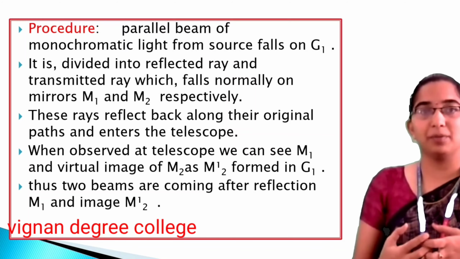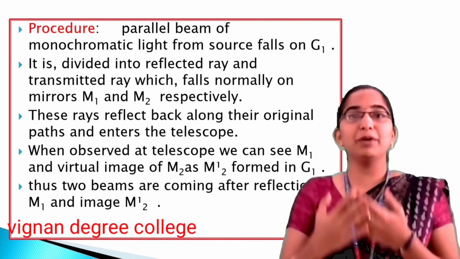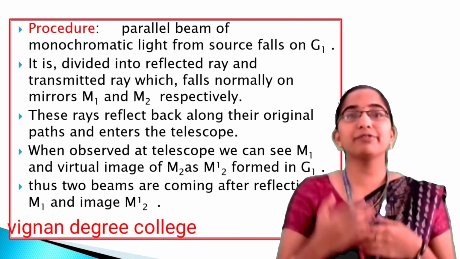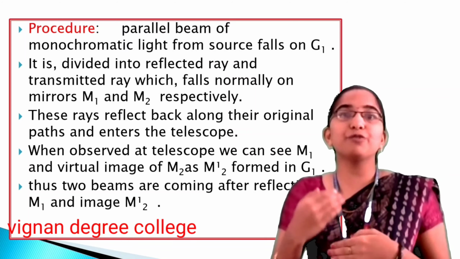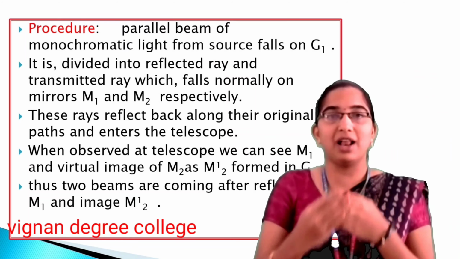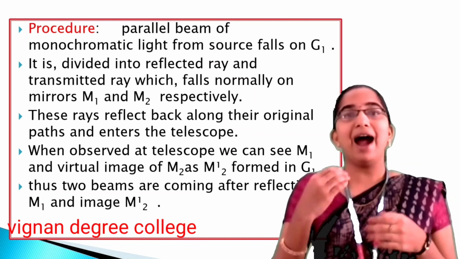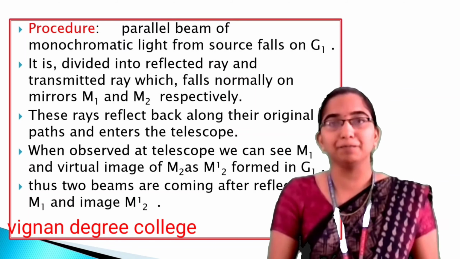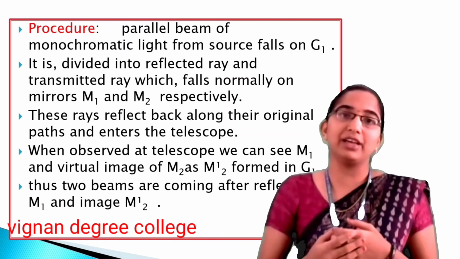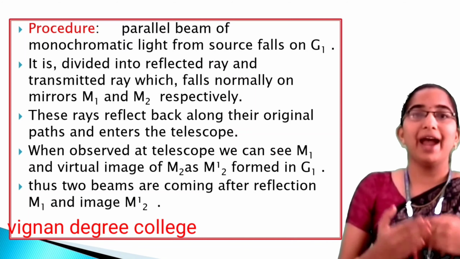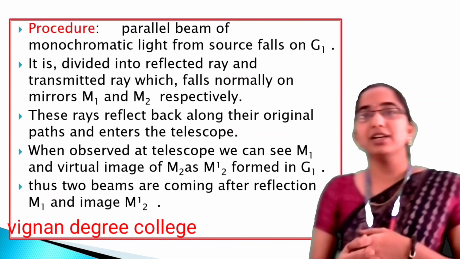Next is the procedure. A parallel beam of monochromatic light from the source falls on G1. It is divided into a reflected and a transmitted ray, which fall normally on mirrors M1 and M2 respectively. These rays are reflected back along the original path and enter the telescope. When we observe through the telescope, we see M1 and the virtual image of M2, M2 prime, formed at G1.